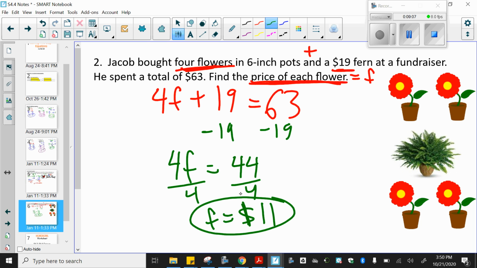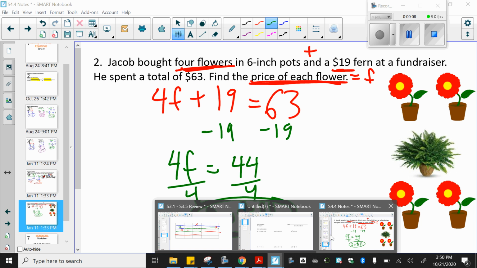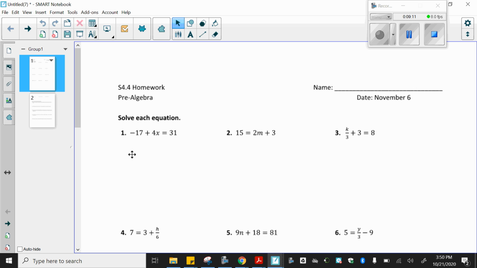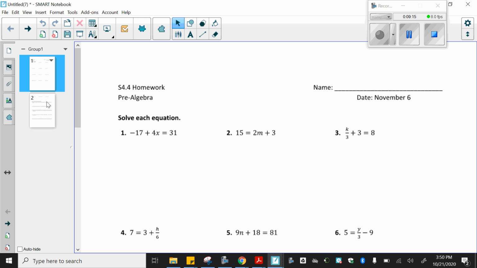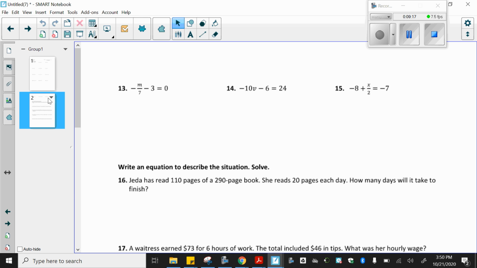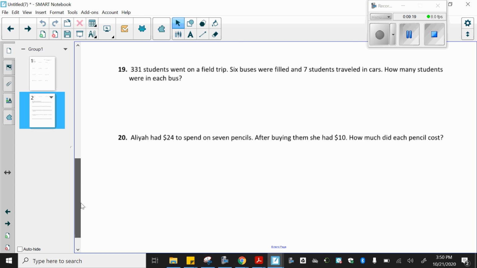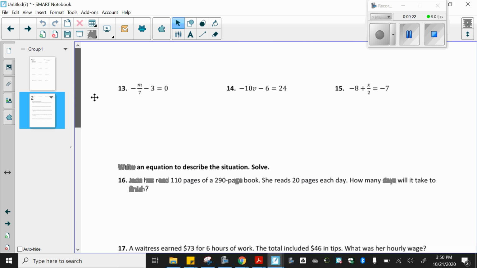All right. So, homework is here. We have a bunch of questions. We have 12 questions on the front, 3 more on the back, and 5 word problems. We want that whole thing completed and returned, ready to go.